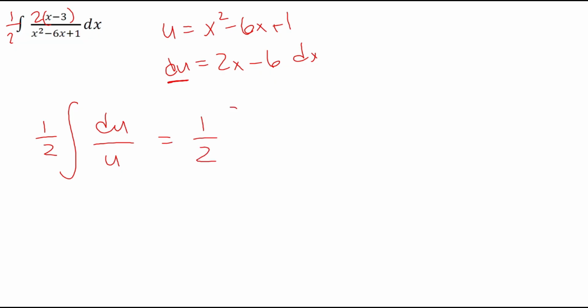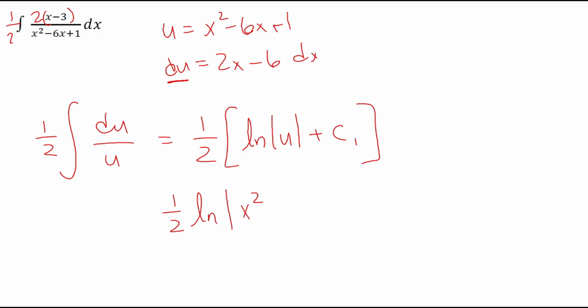This just gives us 1/2 of the natural log of the absolute value of u plus a constant. We'll go back into terms of x, so this is 1/2 of the natural log of the absolute value of x squared minus 6x plus 1 plus some constant.